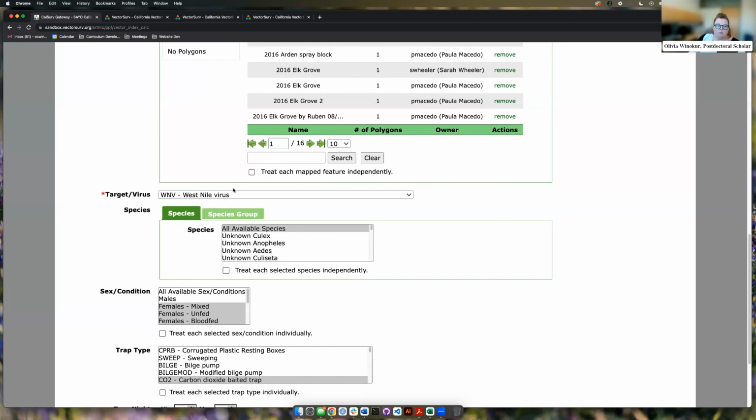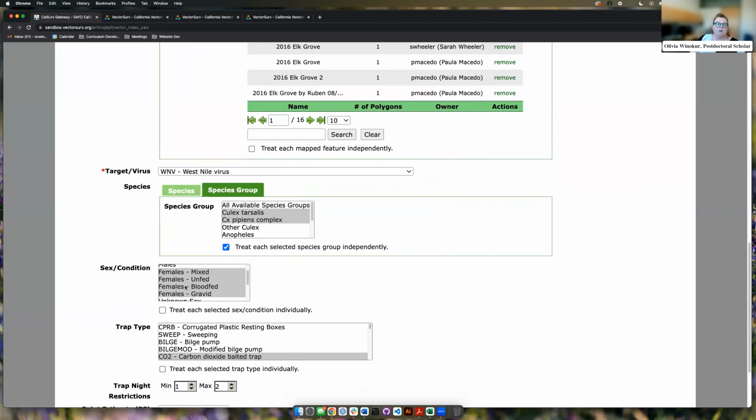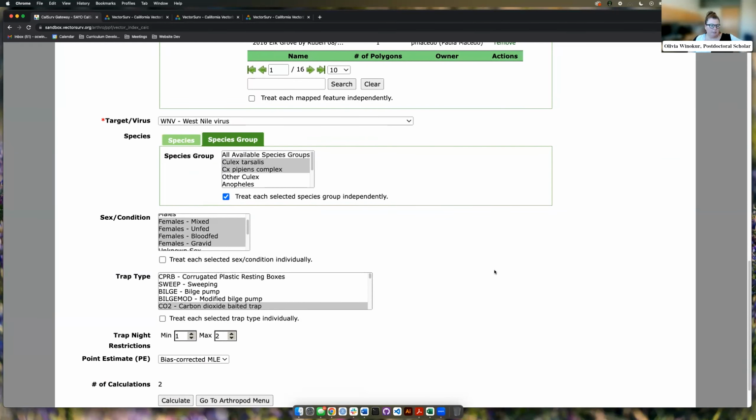Our target again here is West Nile. We're going to look in all available species. Sure, why not? Actually, no, I changed my mind. We're going to look at Tarsalis and Pipiens complex again, and we're going to treat these separately. We're going to look at our females, since those are the ones we're testing for infection. For our trap type, we're going to go CO2 trap again.